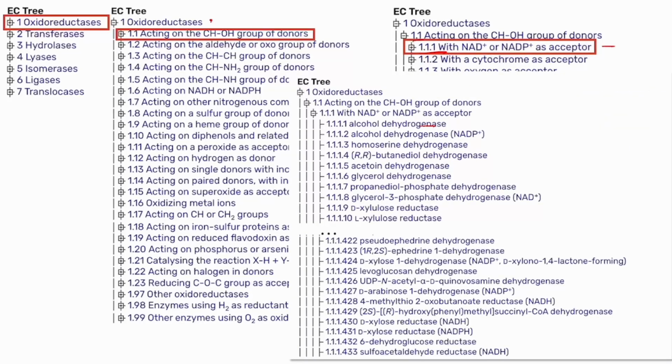And then we can open that up to the next level. So here, 1.1.1 is specifically alcohol dehydrogenase. So now we're down to an individual named enzyme that has the number 1.1.1.1. This enzyme down here, 1.1.1.10, is L-xylulose reductase, right? So when we're looking at metabolic pathways, we're looking at how cells work and how they behave. What we'll see is we can always identify a specific enzyme by its EC number.